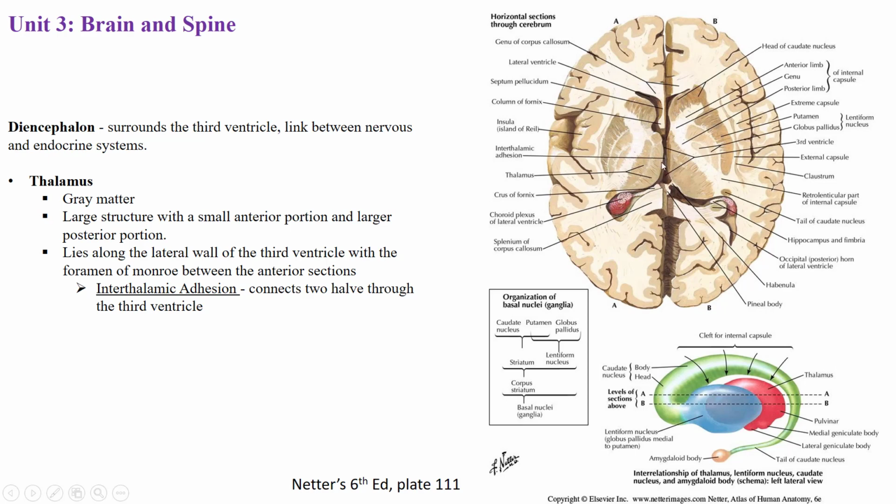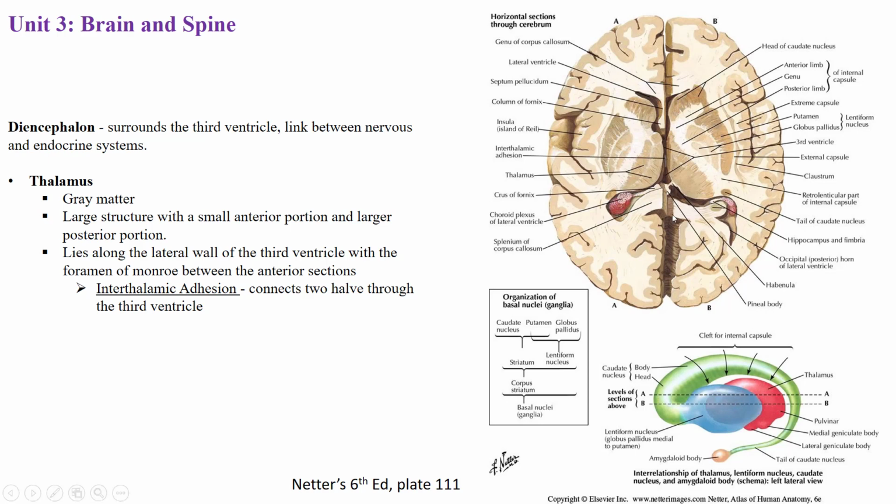It's a midline structure, and the thalamus sits on either side of that third ventricle with the intrathalamic adhesion connecting the two sides. And we took a look at this in Netter's in the last section. We took a look at this area of the caudate nucleus, the head of the caudate nucleus and the tail of the caudate nucleus, and the amygdaloid body at the end of that. And then just lateral to that is the lentiform nucleus, but deep to the lentiform nucleus is the thalamus, and the thalamus sits on either side of the third ventricle.